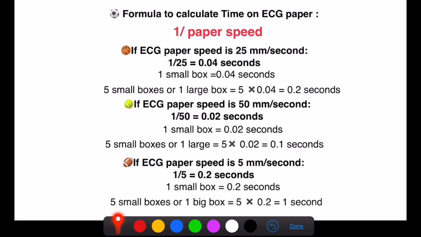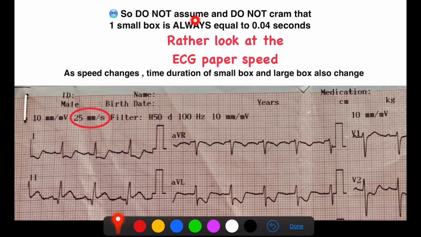So do not assume, do not cram that one small box is always equal to 0.04 seconds. Rather, look at the ECG paper speed which is given here. As the speed changes, time duration of the small box and large box also change.